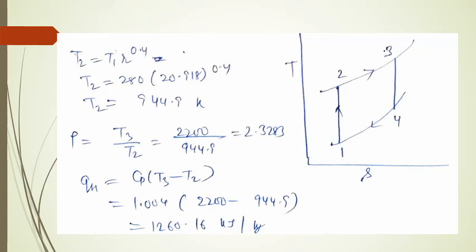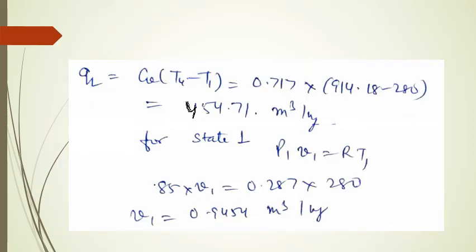Now the heat added is equal to Cp into T3 minus T2, and that comes out to be 1260.16 kilojoule per kg. Heat rejected, which is equal to Cv into T4 minus T1, comes out to be 454.71 meter cube per kg.